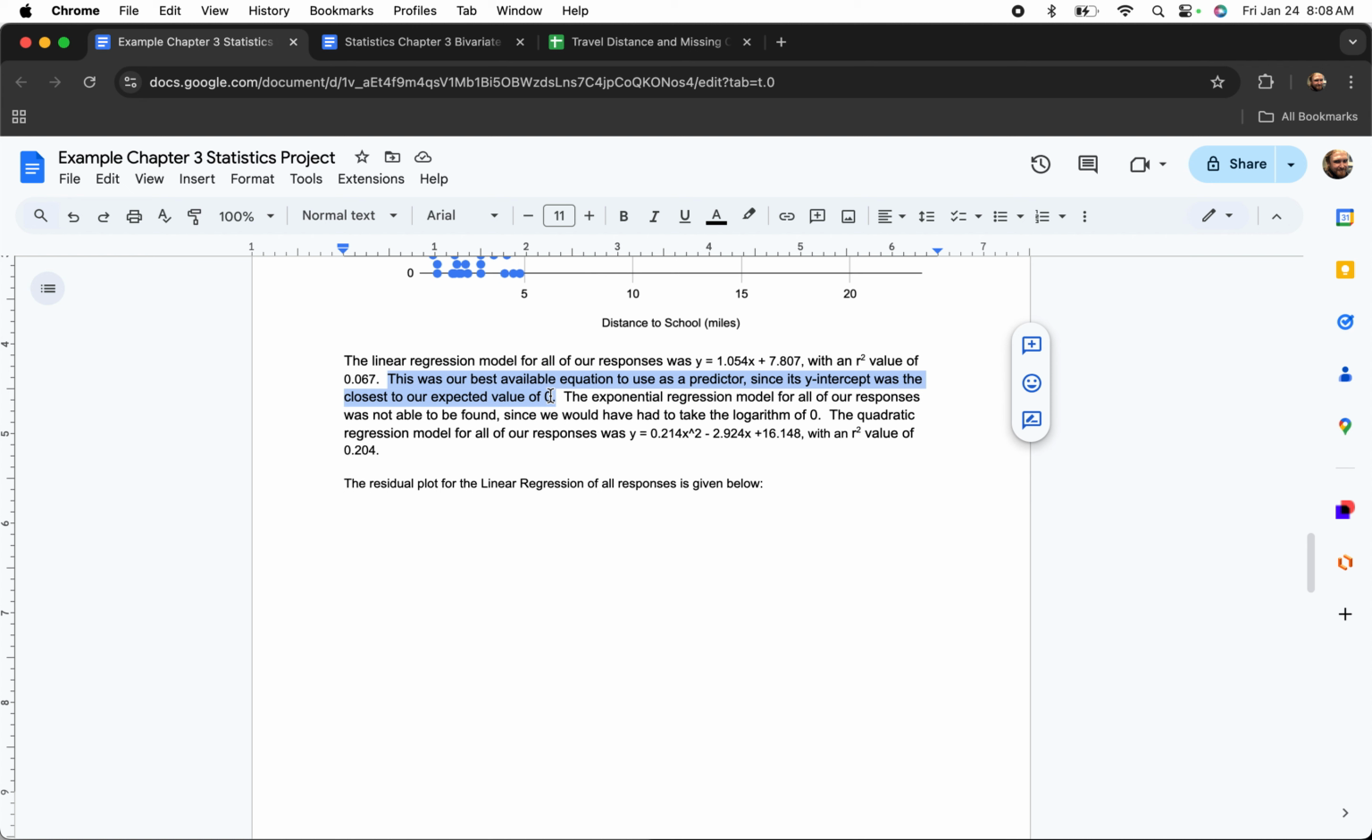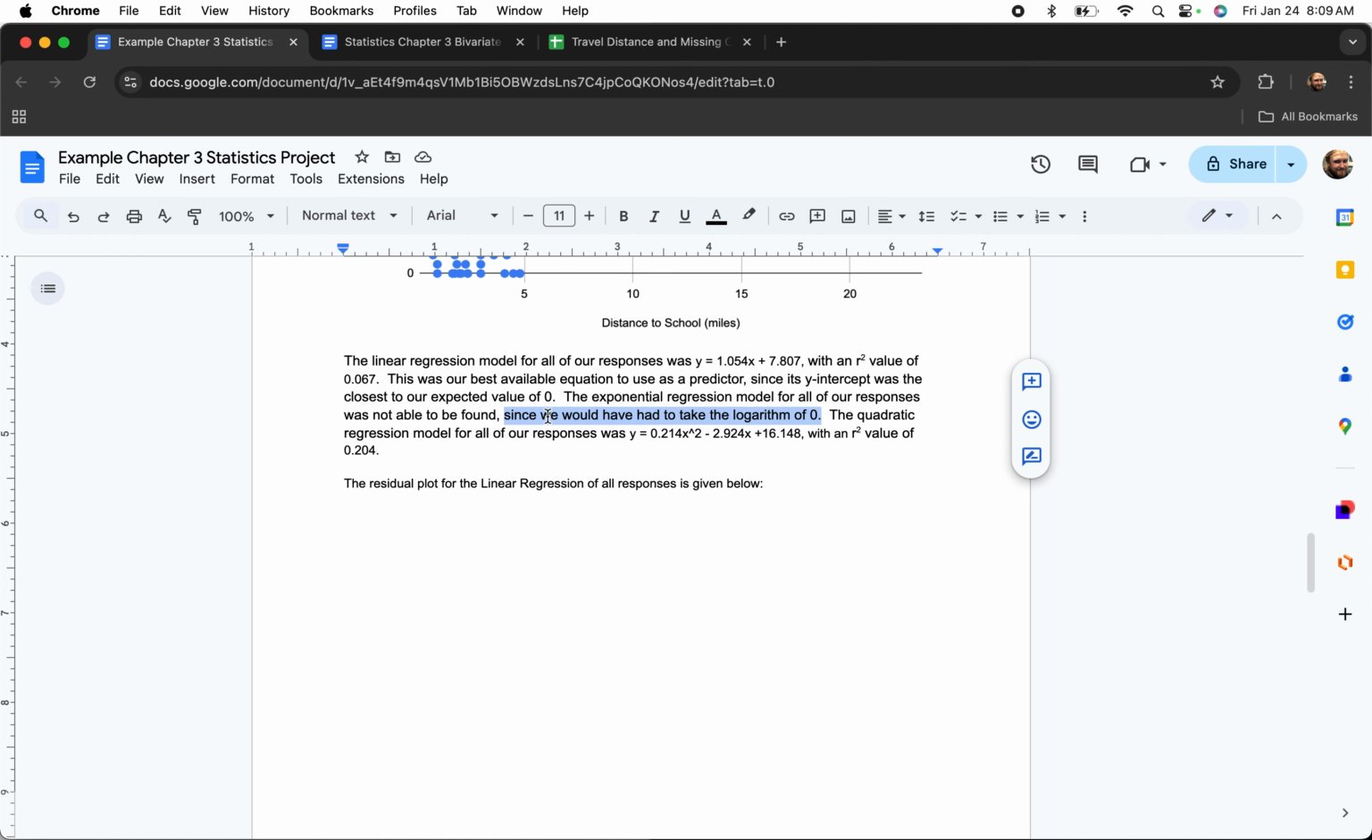It's not super accurate, but it was the best that we have, since the y-intercept was the closest to our expected value of 0. That was kind of the tiebreaker. The exponential regression was not able to be found, since we would have had to take a logarithm of 0. So again, if that happens, you can just use that sentence if you would like.